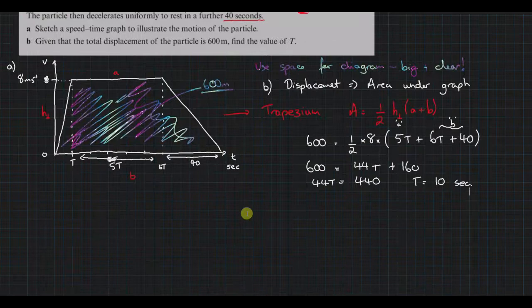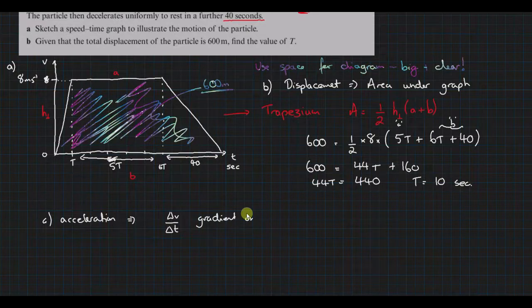Common follow-up to this sort of thing is, what would the acceleration be? So the acceleration is the change in velocity over the change in time. It's the gradient of a vt graph. So the acceleration for this part would be, what's the distance? 8 meters per second, divided by 10. Yes, we're in the same units. So it's 0.8 meters per second squared.